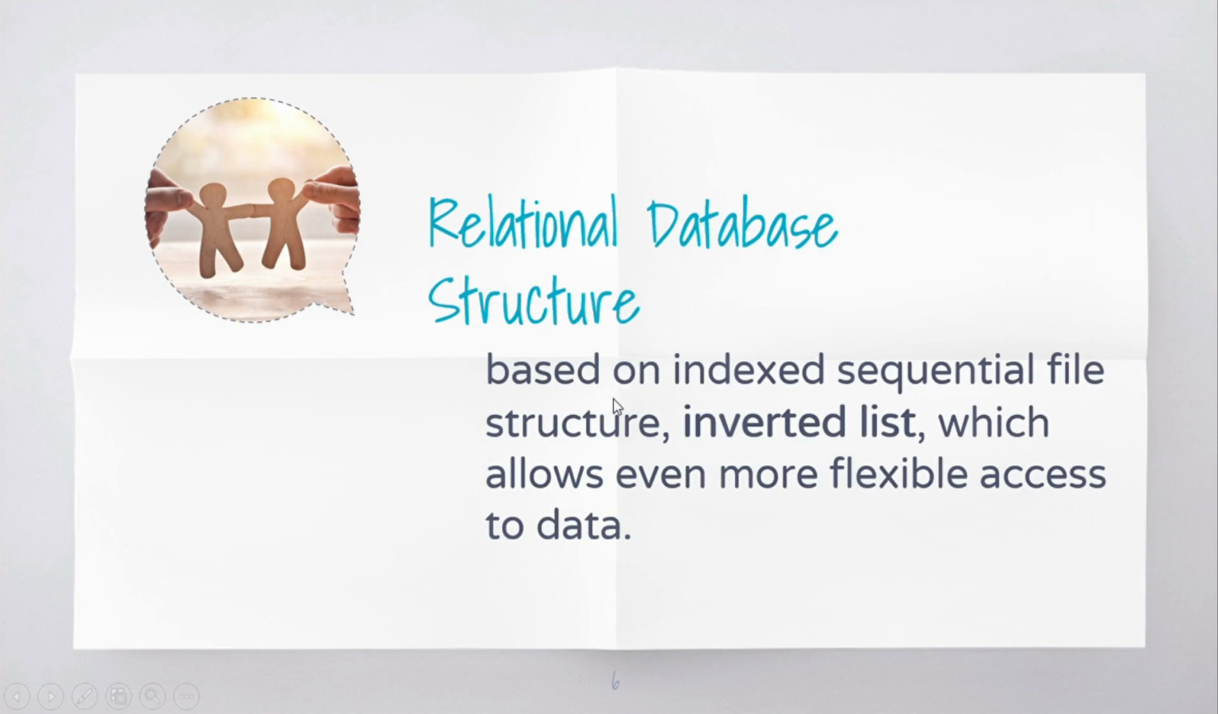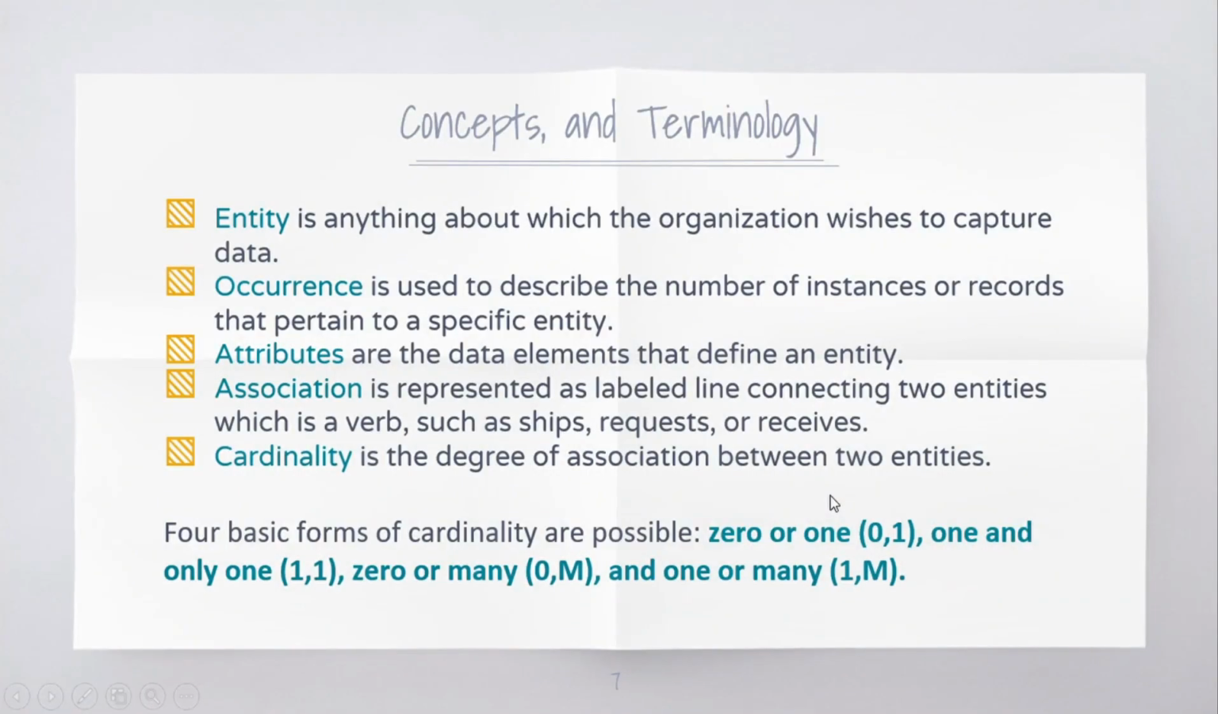It is based on indexed sequential file structure, inverted list, which allows even more flexible access to data. So these are the concepts of relational database structure. The entity, it is the organization that wishes to capture the data. Occurrence, these are the number of instances. Attributes, they are the elements. Association, it is the labeled line connecting two entities. Cardinality, this is the degree of the association.